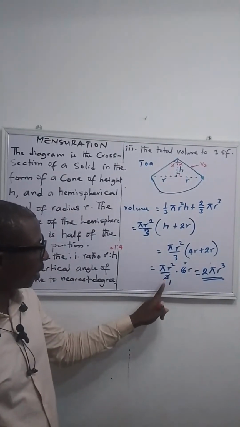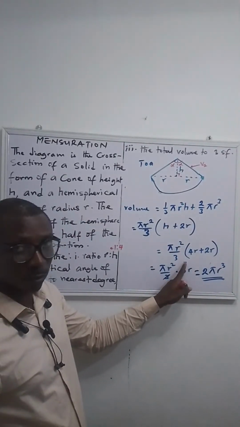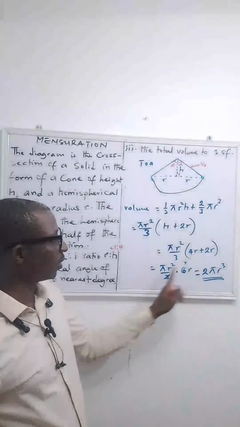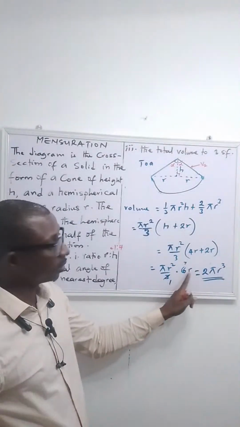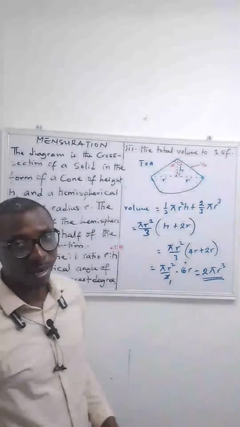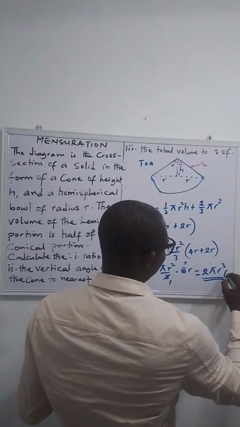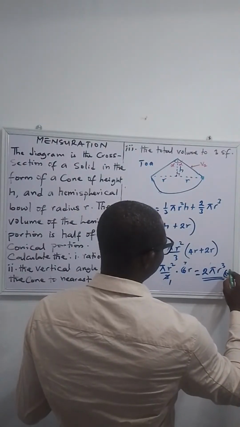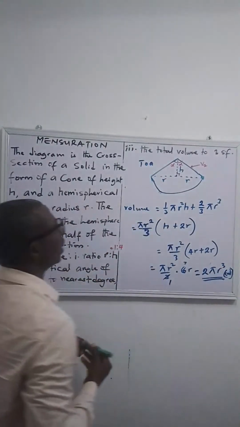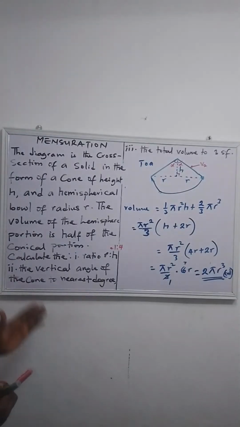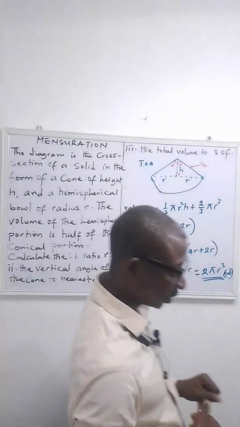You can see 3 goes there 1, 3 goes there 2. So that's the 2 we have here. So we have pi r squared times r. That gives you 2 pi r cube. And that's going to be the volume, the volume in centimeter cube. All right. So that is what we have as the volume of the cylinder.